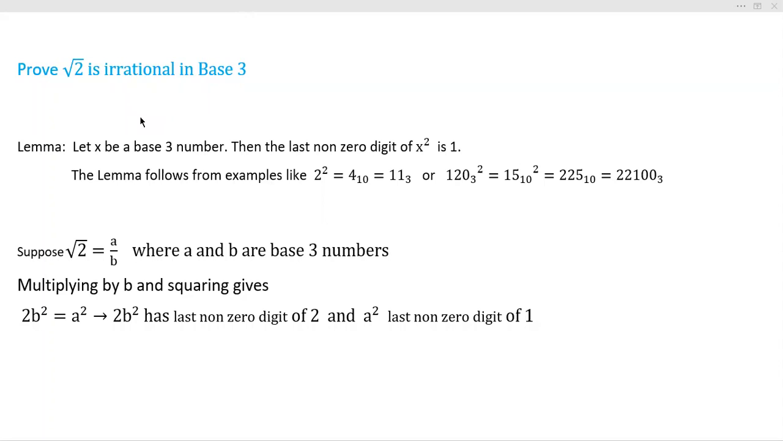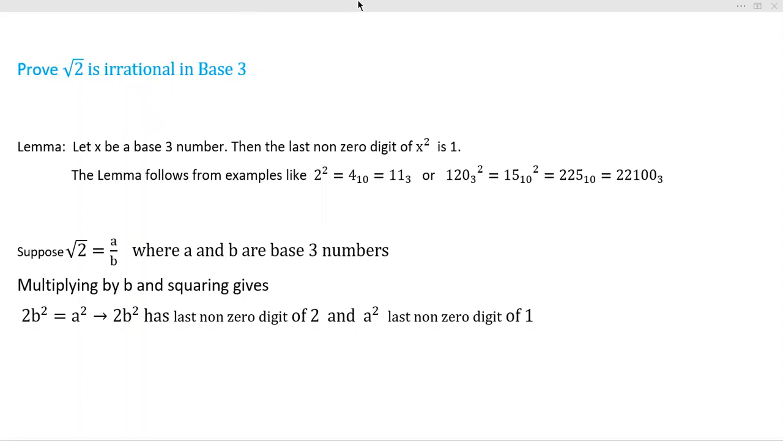Looking through one of my old number theory books, I noticed this interesting proof about the square root of 2 being irrational, and that it was, quote, an easy proof in base 3. So I wanted to run through that with y'all. Now, let's just talk a little bit about why I guess base 3 is advantageous here.